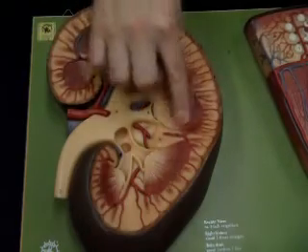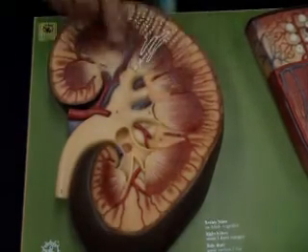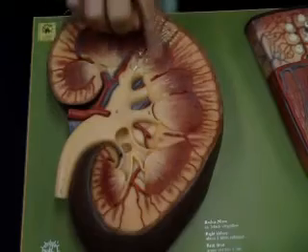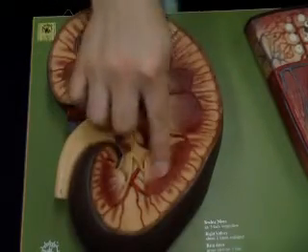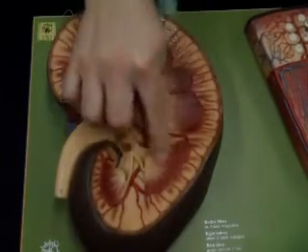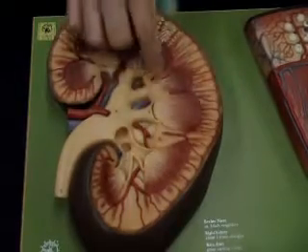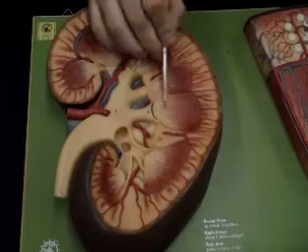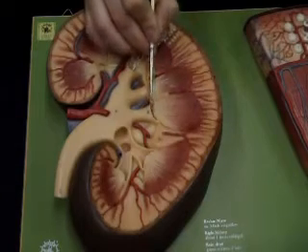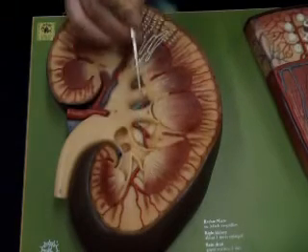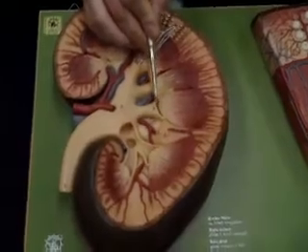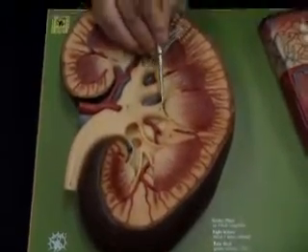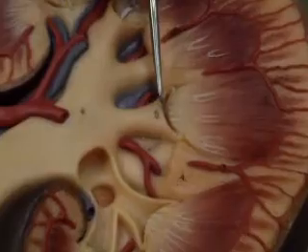Within the medulla, we're seeing these structures here. Each one of those structures is called a pyramid. So that's a renal pyramid, and this is the renal medulla. Each one of these is a renal pyramid. At the end of each of the pyramids are these little bumps, and those little bumps are called the renal papillae. So that's the renal papillae.